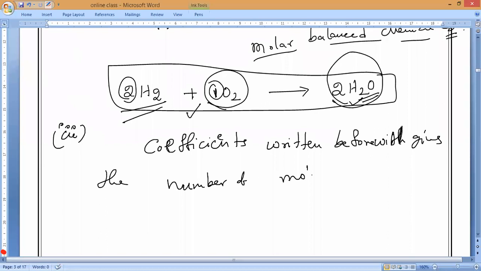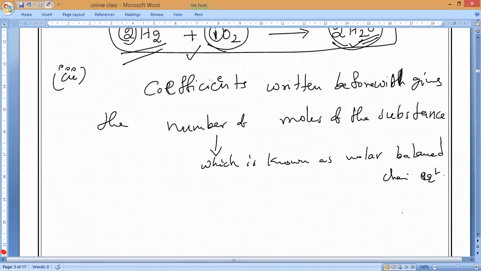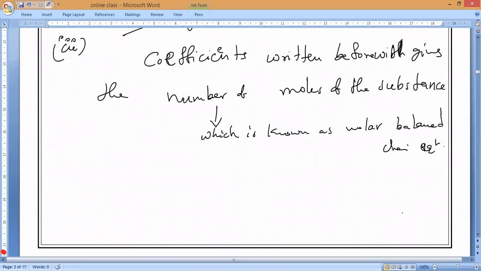The number of moles of the substance, which is known as the molar balanced chemical equation. Balanced equation or chemical equation we can say. That is what you have to remember. This is the third point. Any doubt, guys? Clear? Yes or no, guys?